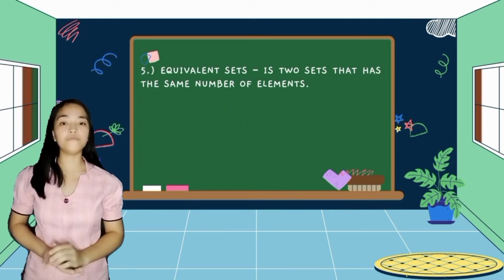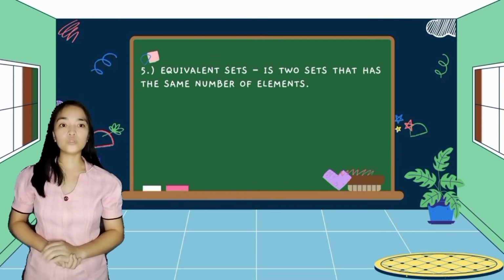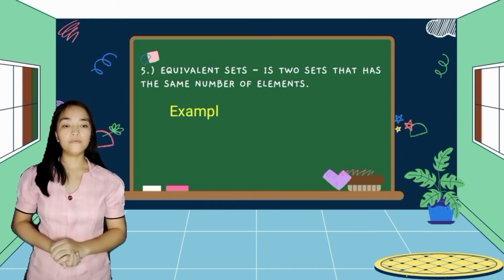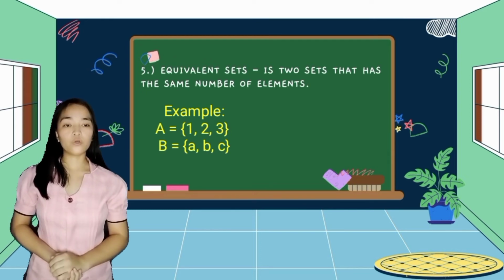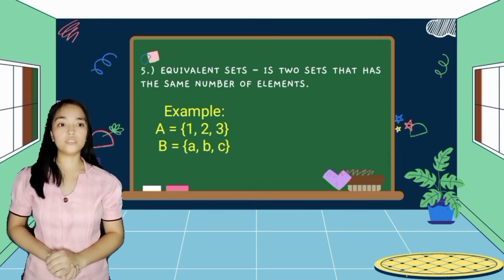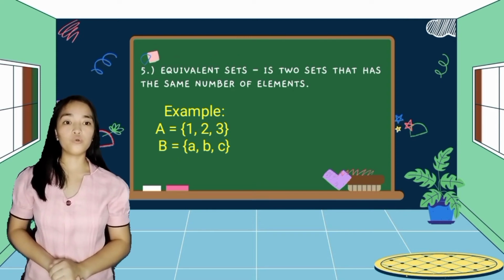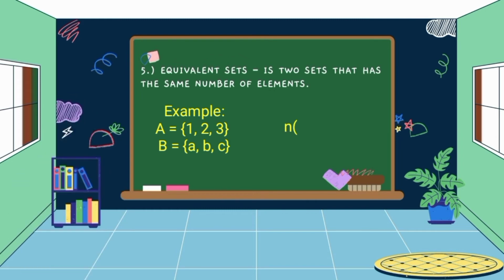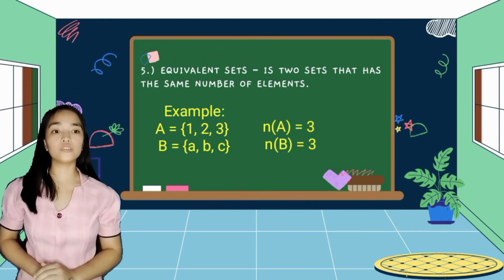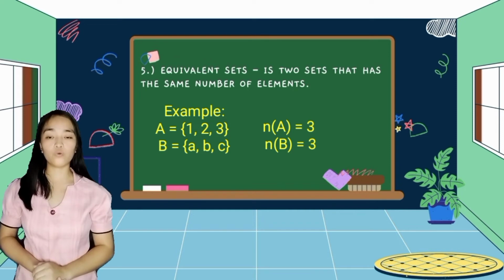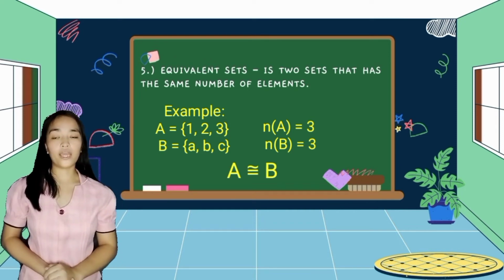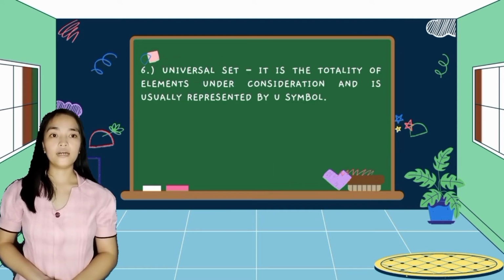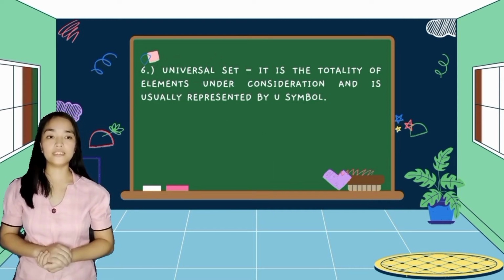Number 5 is equivalent set. These are 2 sets that have the same number of elements. Example, given A is equal to the group 1, 2, 3, and B is equal to the group a, b, c, then n(A) is equal to 3 and n(B) is equal to 3. Therefore, A ~ B, read as A is congruent to B.